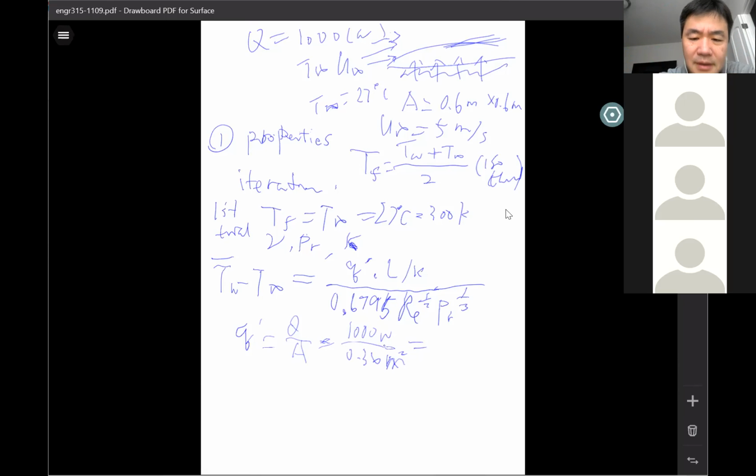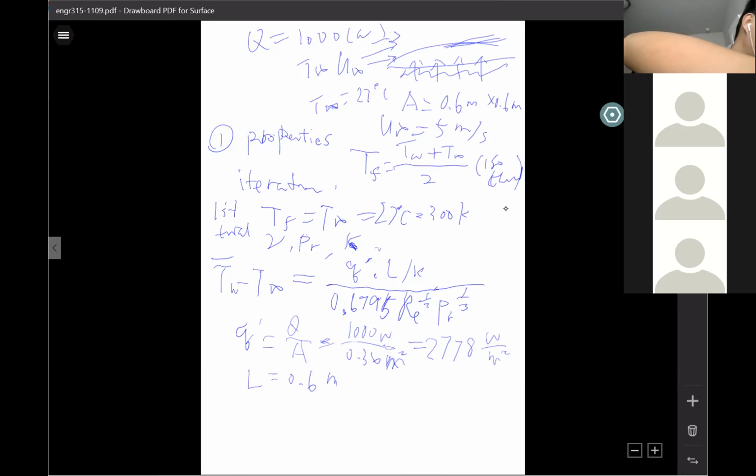I got 2,777.77. Okay, let's say this is 2,778 watt per meter square. Okay, I got one letter down. Okay, L is what? 0.6, right? Meter. K is our property. I think it's based on the temperature, 300 K of the film temperature.